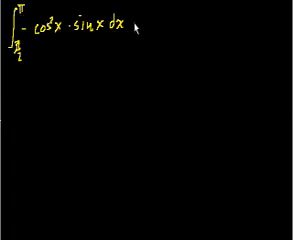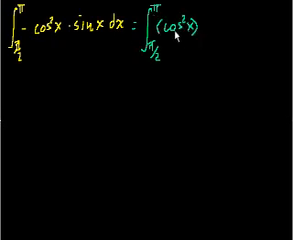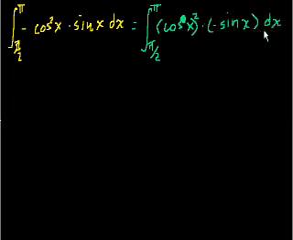So let me rewrite this first of all. This is the same thing as the integral from pi over 2 to pi of cosine of x squared, same thing, right, times minus sine of x dx. And now it should be a little clearer to you. What's the derivative of cosine of x? It's minus sine of x. So I have a function, and it's being squared, and I have its derivative. So I can figure out its antiderivative by using substitution or the reverse chain rule.